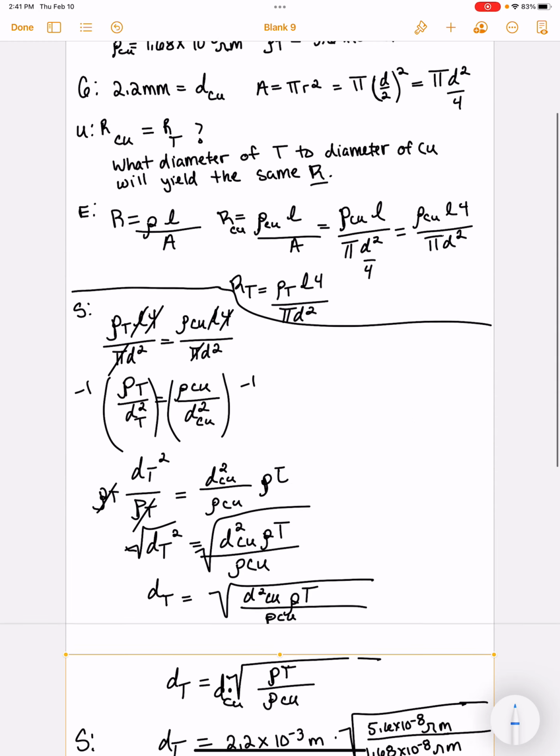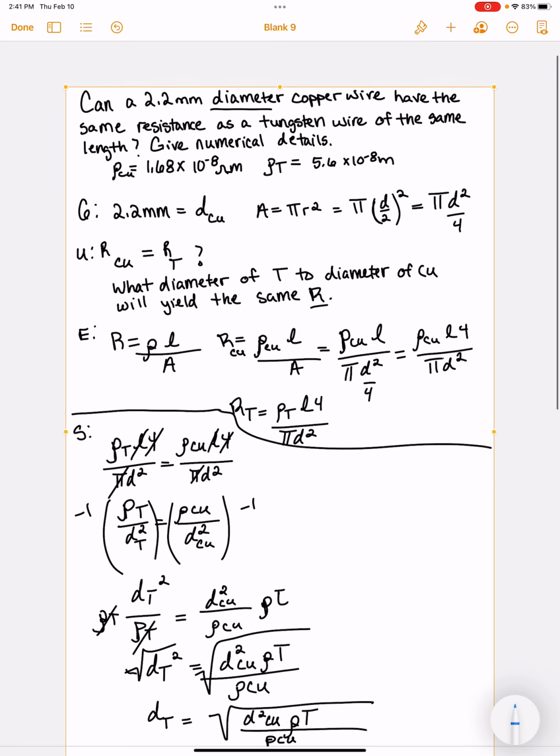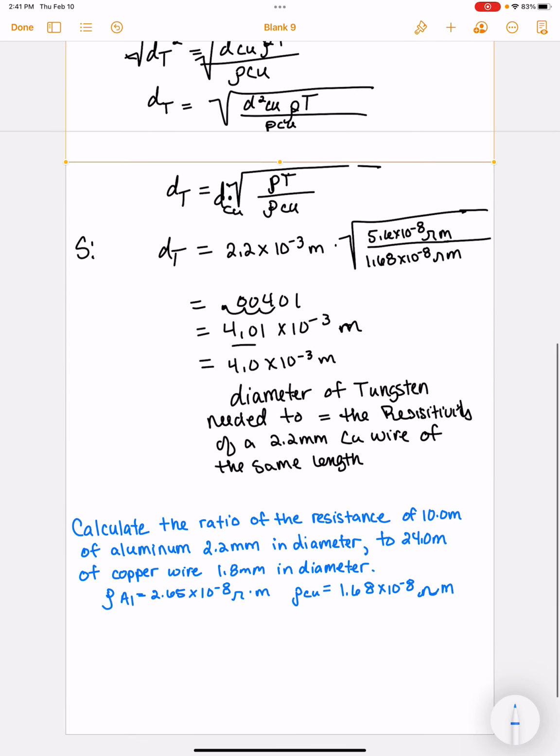And up here, on a test, you would probably be given these resistivities. Like I said, they're material dependent. If not, they're usually in a textbook. But for homework, you'll probably have to look them up. This was a question in the back of the book, and so I had to look up the resistivities. But for time's sake, I just put them in. So then we have our final step, which is to solve. So we're going to plug everything in here.